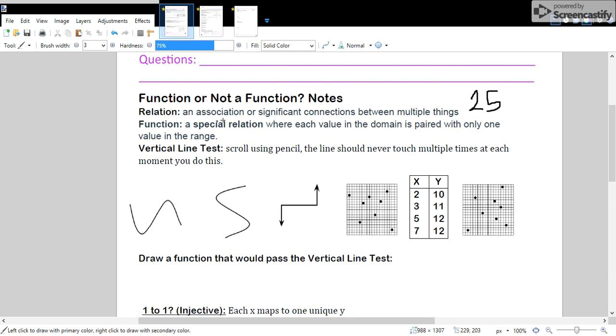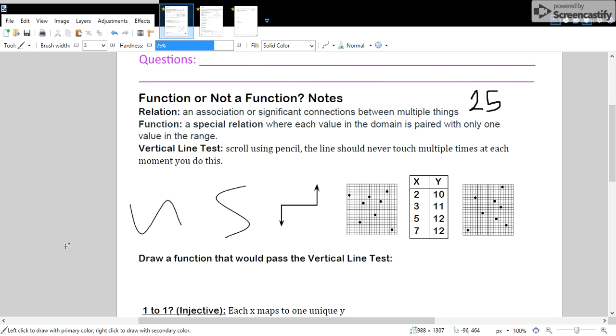Relation: an association or significant connections between multiple things. Function: a special relation where each value in the domain is paired with only one value in the range. Vertical line test: to do the vertical line test, you scroll using your pencil, and the line should never touch multiple times at any moment.